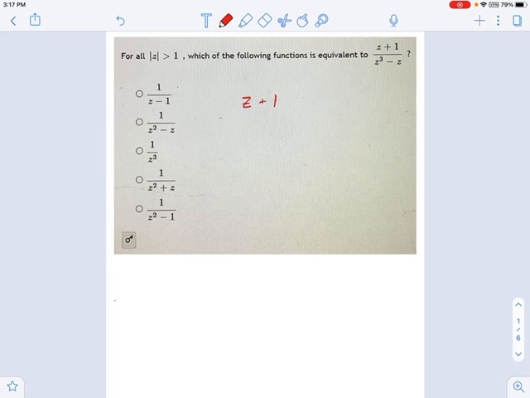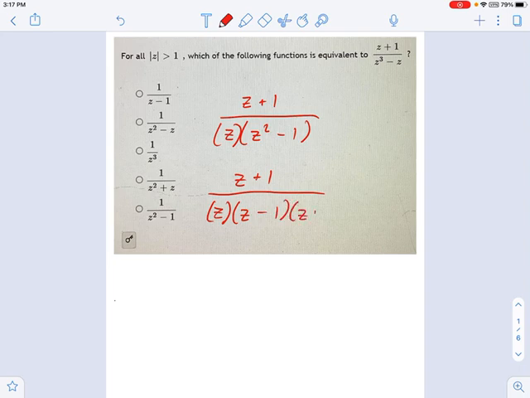So I'm going to start with z plus 1 on the top. On the bottom, what can we factor? Well, if you pull out a z as a greatest common factor, then you have left behind z squared minus 1. Okay, well, I can factor this more because z squared minus 1 is a special polynomial identity. If you remember that, that's the difference of squares. That's z minus 1 times z plus 1.